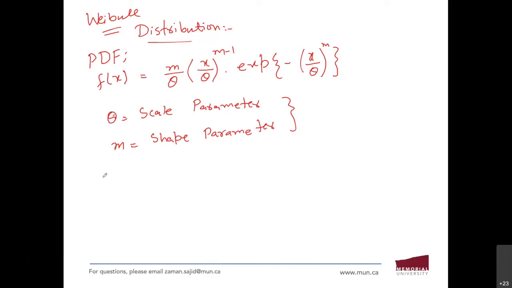The CDF of this distribution, F of x, is equal to 1 minus exp of minus x over theta to the power m. This is your CDF of the Weibull distribution.